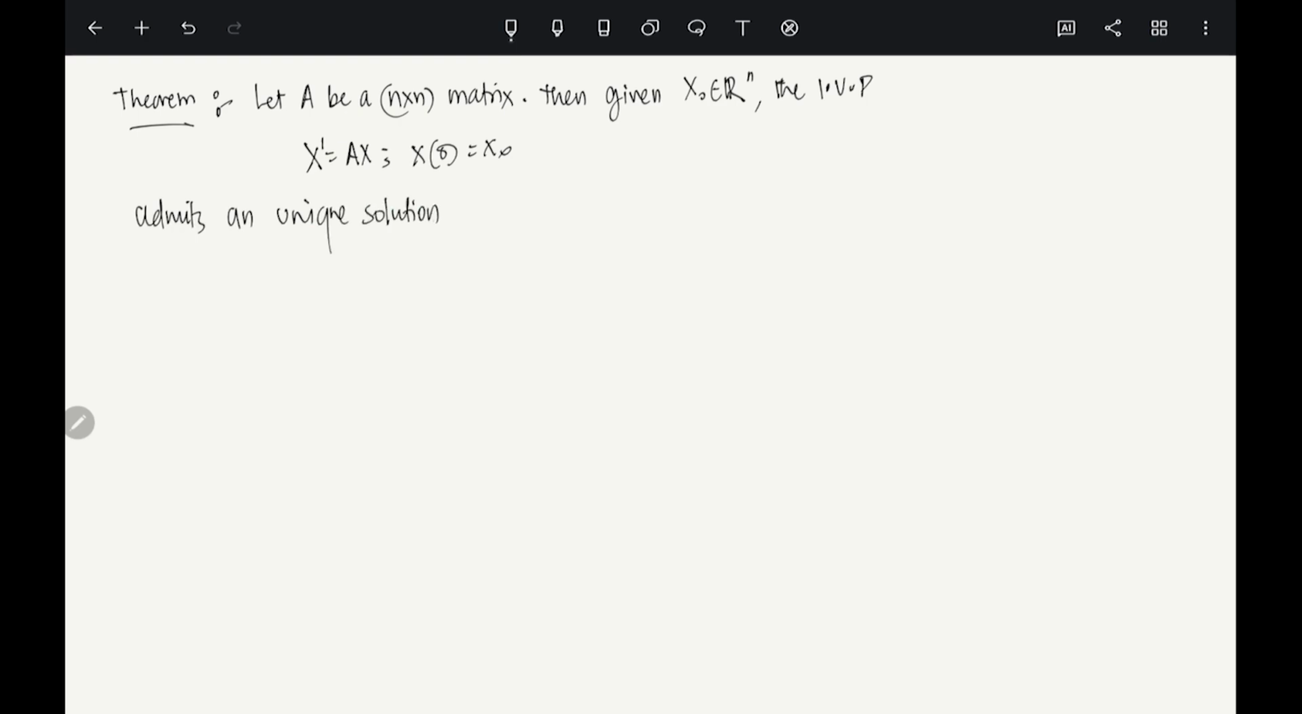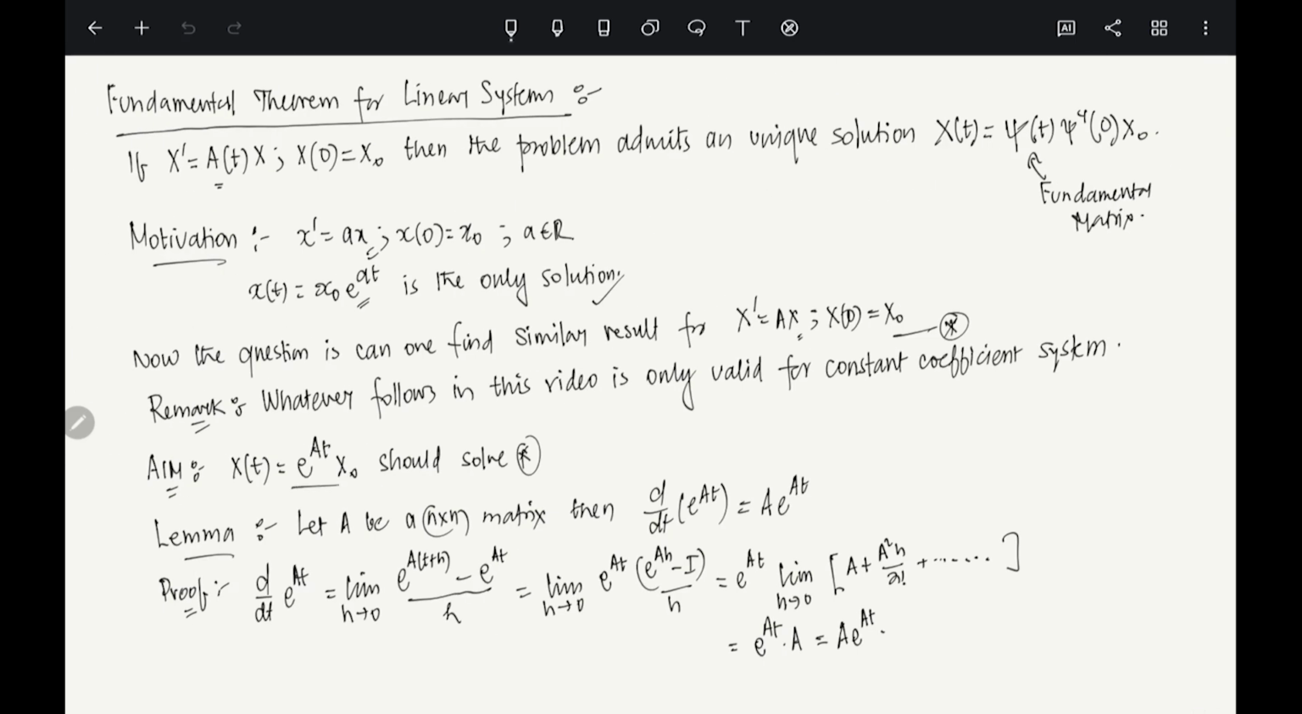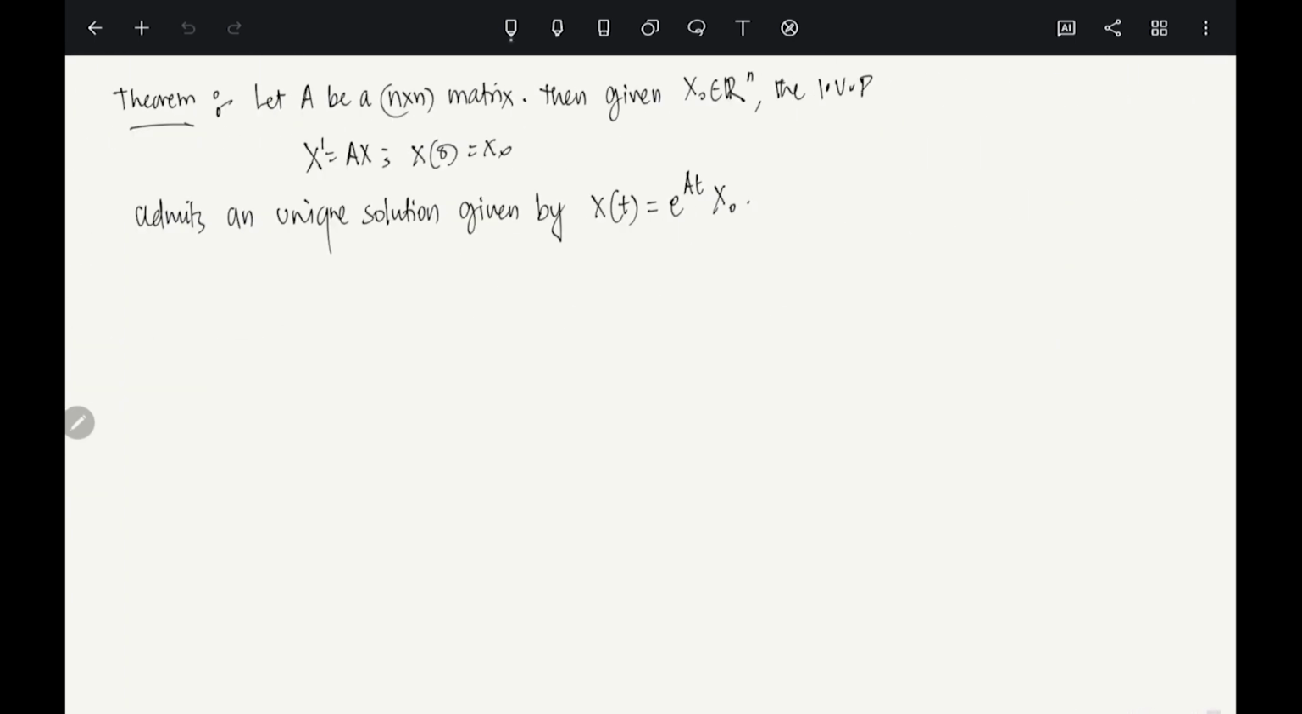What is the unique solution? Given by x(t) is e^(At) times x naught. Okay, this is what we were expecting, right? So this theorem says that you have a unique solution. The unique solution is guaranteed by Picard's existence and uniqueness, and you actually say that there is a unique solution which is given like this. Clear? Okay, so how do you prove something like this?